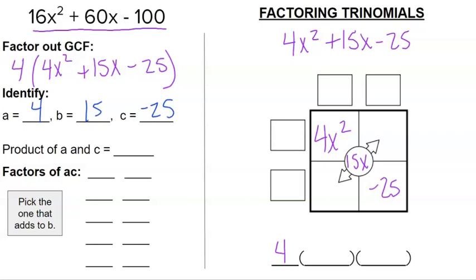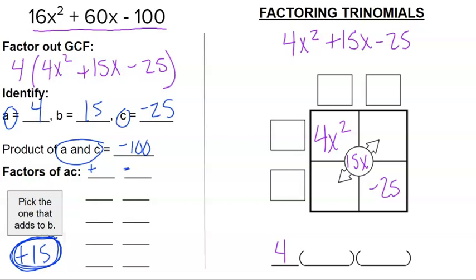So now we're going to multiply a and c and get -100. So we need numbers that multiply to -100 but add to +15. So what that means is one number is going to be positive, one number is going to be negative. And since it needs to add to a positive number, our positive value is going to be the bigger value. We want that positive number to be bigger.